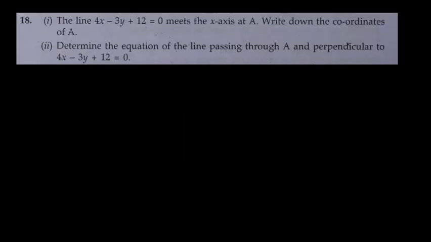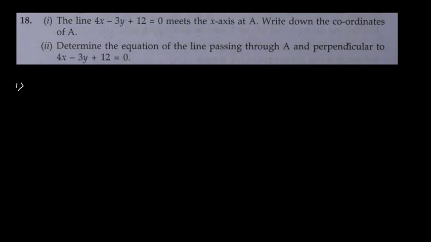Now here 18th question is the line 4x minus 3y plus 12 is 0 meet the x-axis at A, write down the coordinate of A. And second, determine the equation of line passing through A and perpendicular to 4x minus 3y plus 12 equal to 0. So I will solve the first problem. The line meet the x-axis at A. Okay, that means I have to find the coordinate of A. That means I have to find out x-intercept.